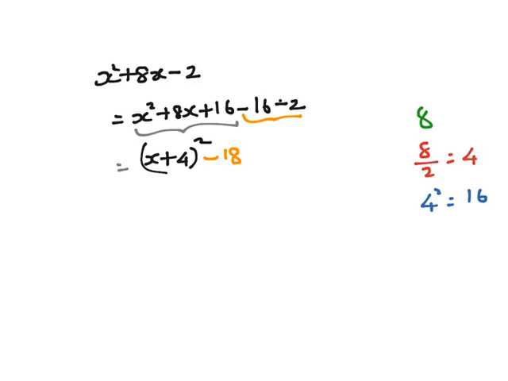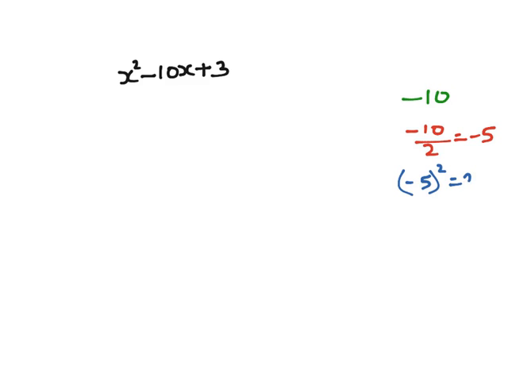Okay, so let me take one more example. Let's say x squared minus 10x plus 3. Now here the coefficient of x is minus 10. Then the next step is I'll divide it by 2. So minus 10 upon 2 is minus 5. And the third step is I'll square minus 5, which will give me 25.